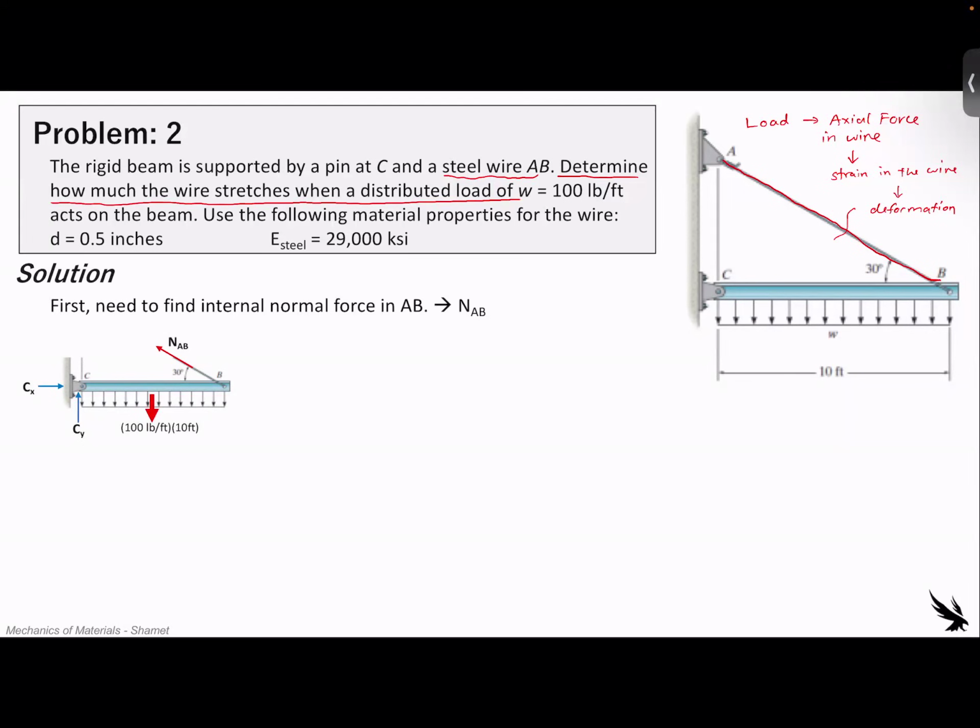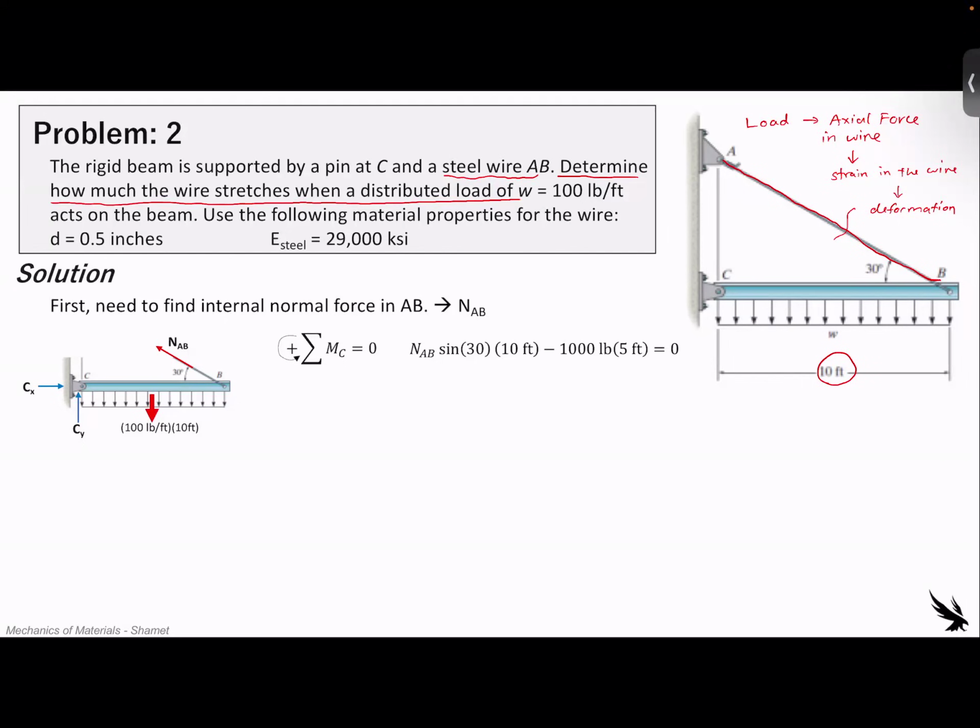Since we have a pin at this point, we know we have a reaction in the X and the Y direction. But if we take the moments about point C then we only have the vertical component of the axial force, NAB. So that's where that sine 30 is coming from. Sine is opposite over hypotenuse. So 30 degrees, that opposite is going to be the vertical component. That's acting 10 feet away from the point C. So it's right here, the blurry 10 feet.